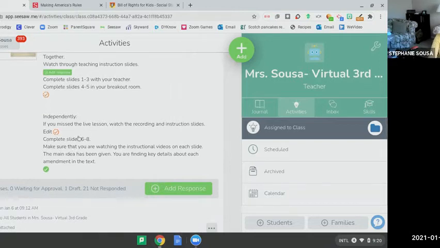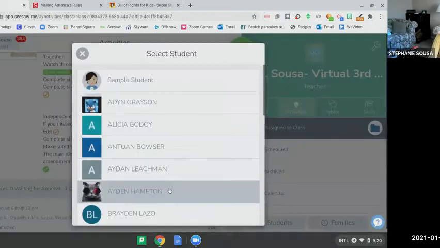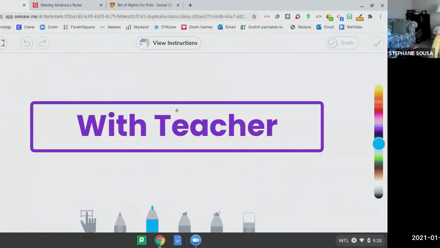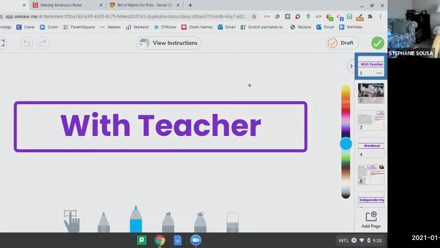And it says, if you missed the live lesson, which you didn't, watch the recording. You don't have to do that because you're here. Then it says complete slides 6 through 8. Make sure that you are watching the instructional videos on each slide. The main idea has been given. You are finding key details about each amendment in the text, okay? So go ahead and click on that Add Response button. When you open up your assignment, you'll see a slide that says With the Teacher.